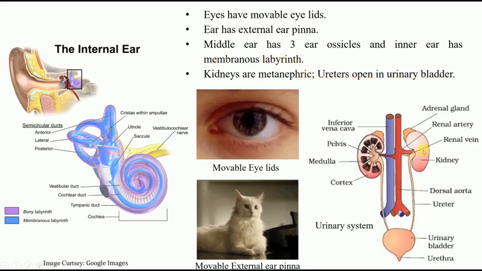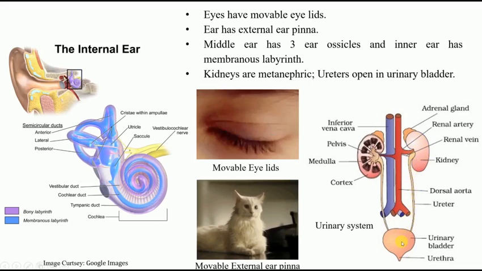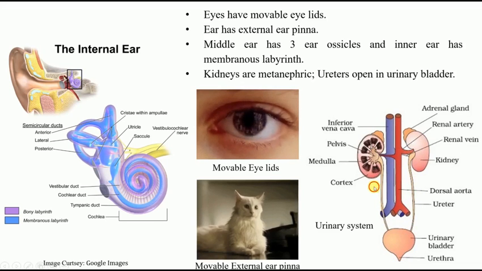So urine is formed in the kidneys, and via the ureter the urine travels into the urinary bladder where it is temporarily stored, and it is passed out of the body via the small opening known as the urethra. So this is about the excretory system.